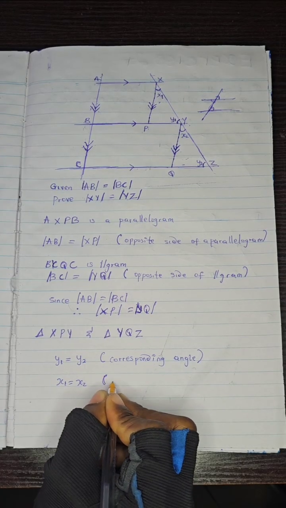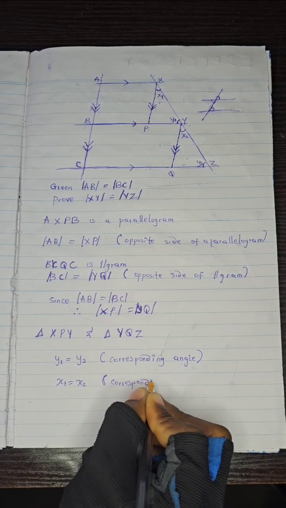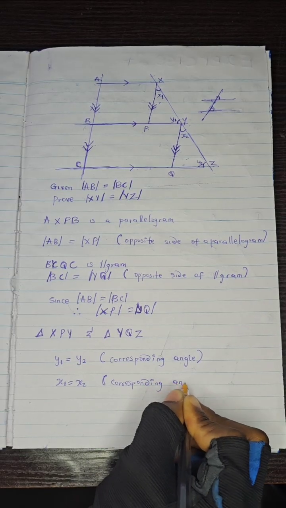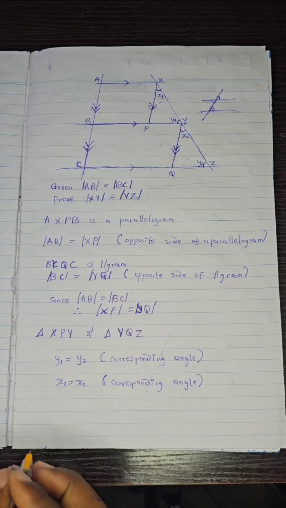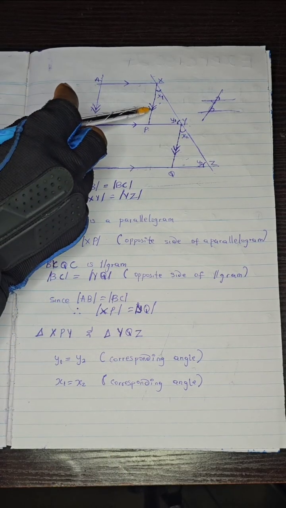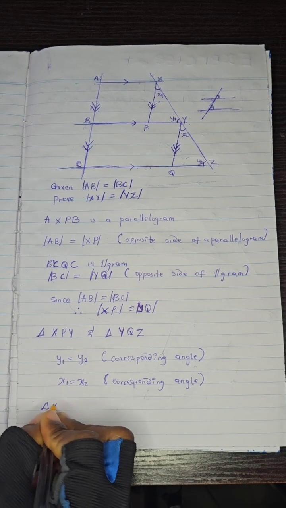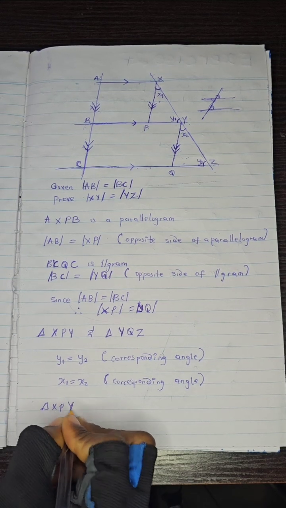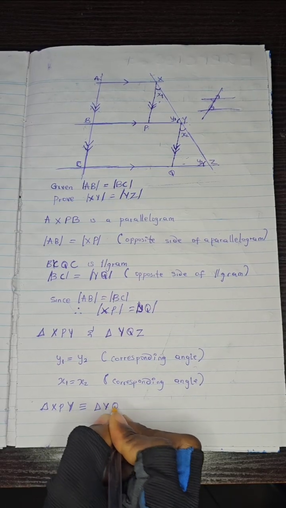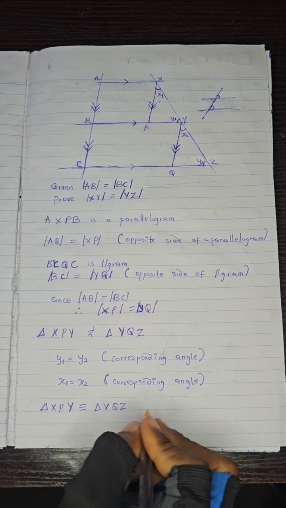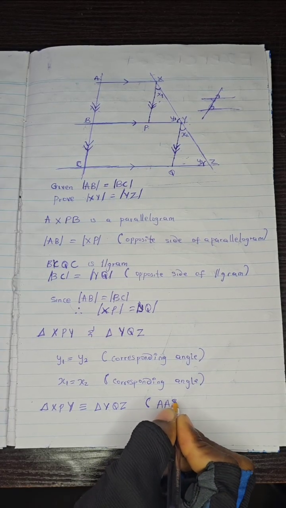S1 is equal to x2, reason being that it is also corresponding angle 2. Are we together? So from here now, we already satisfied that triangle XPY is congruent to triangle YQZ, and the criteria for the congruency is what we call AAS.